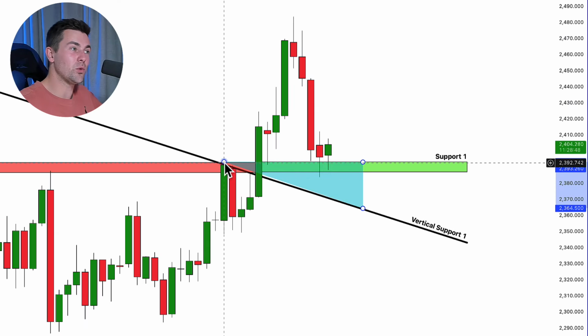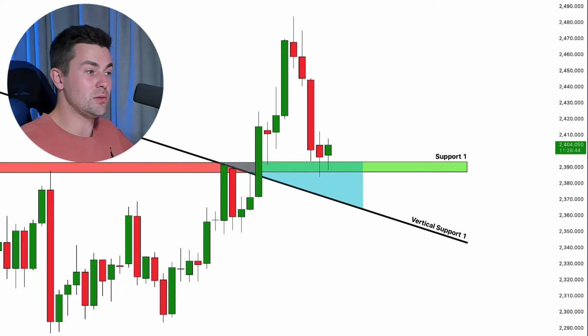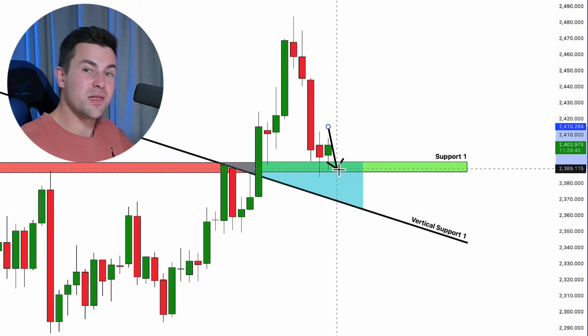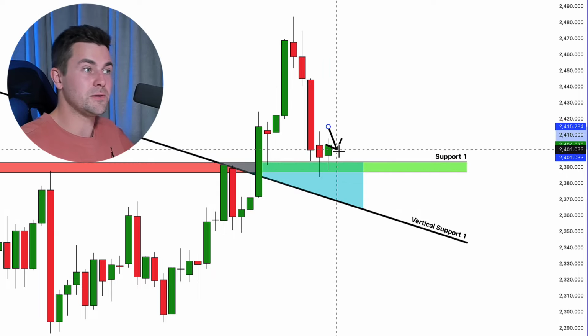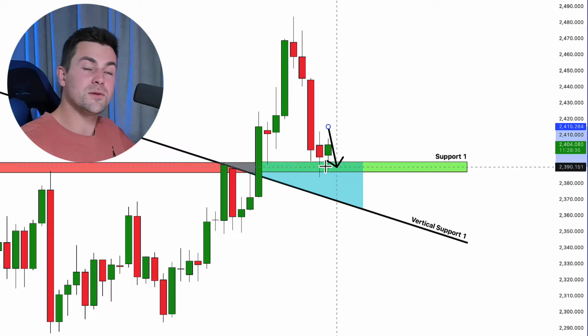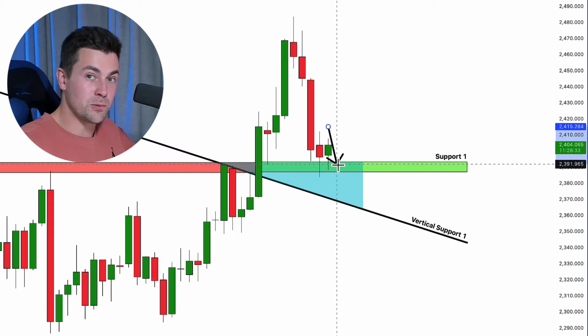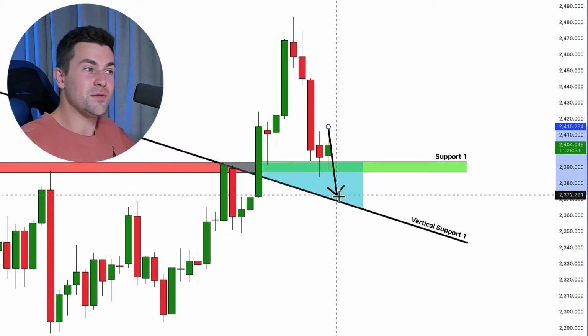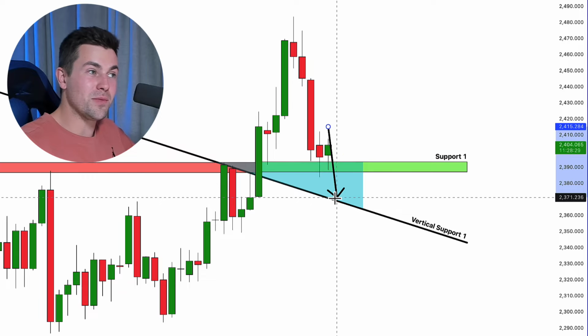That blue area will be our expanding demand zone, and we will assume that buyers will place their buying orders within that entire area. We will assume that aggressive buyers will start buying from that horizontal support, while the conservative traders will buy from that trend line.